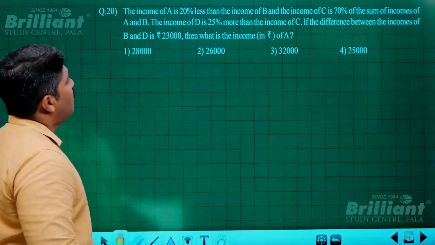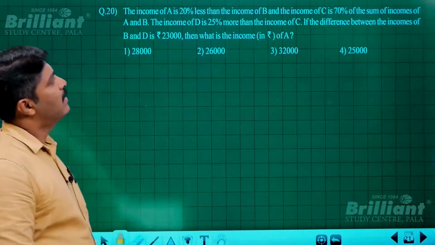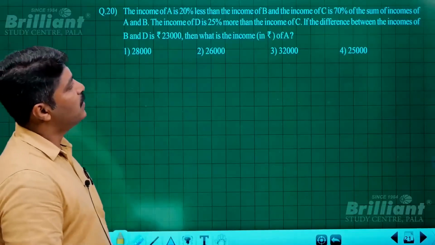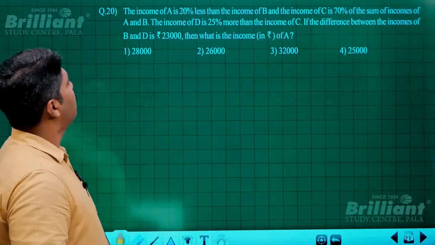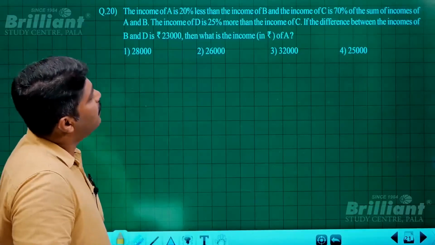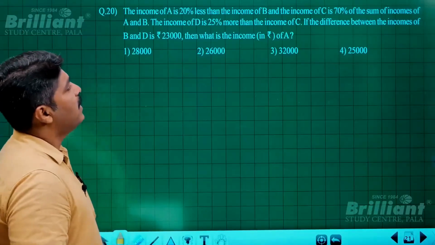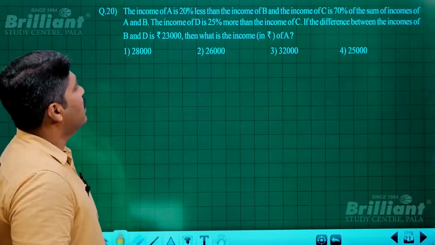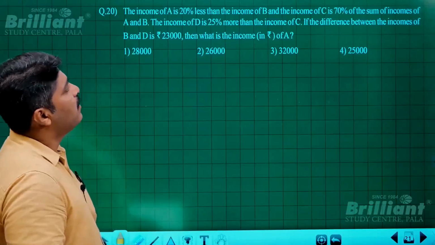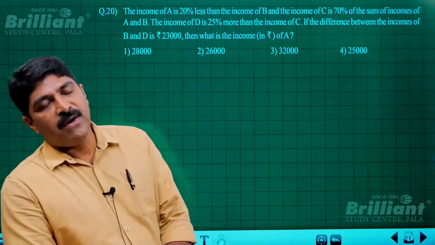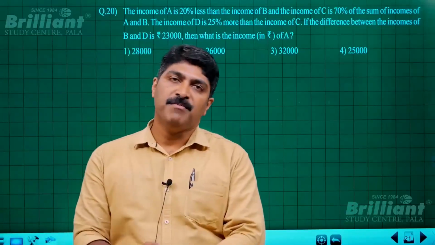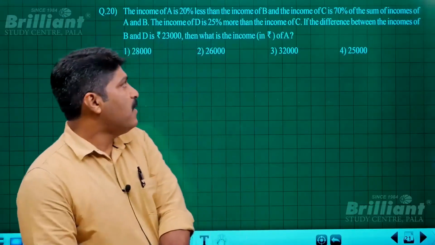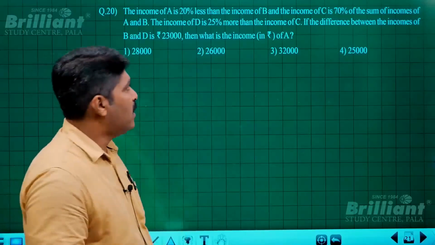Next, the income of A is 20% less than the income of B, and the income of C is 70% of the sum of the incomes of A and B. The income of D is 25% more than the income of C. If the difference between the incomes of B and D is 23,000, then what is the income of A? In such a question, what you have to do is work with some plug-in values. So you just identify which value we have to start our assumptions from.